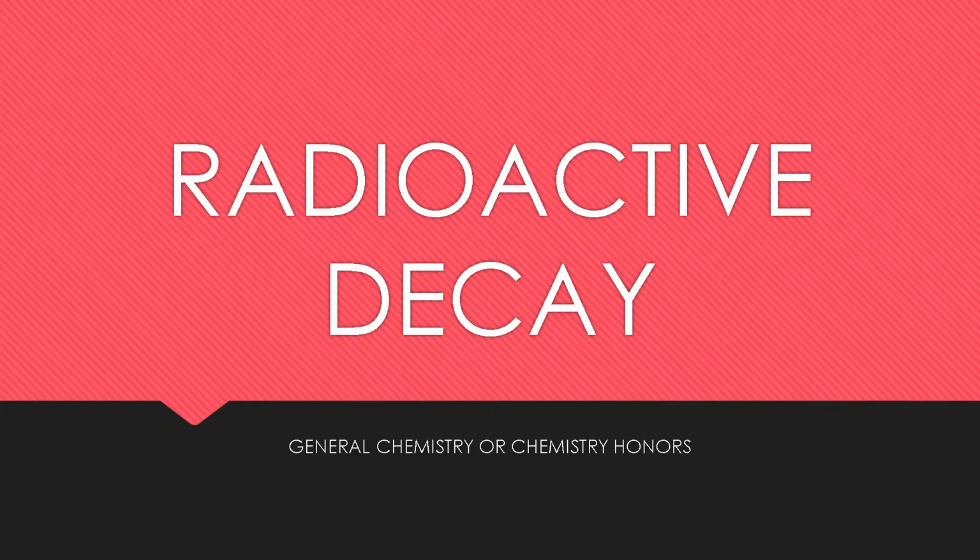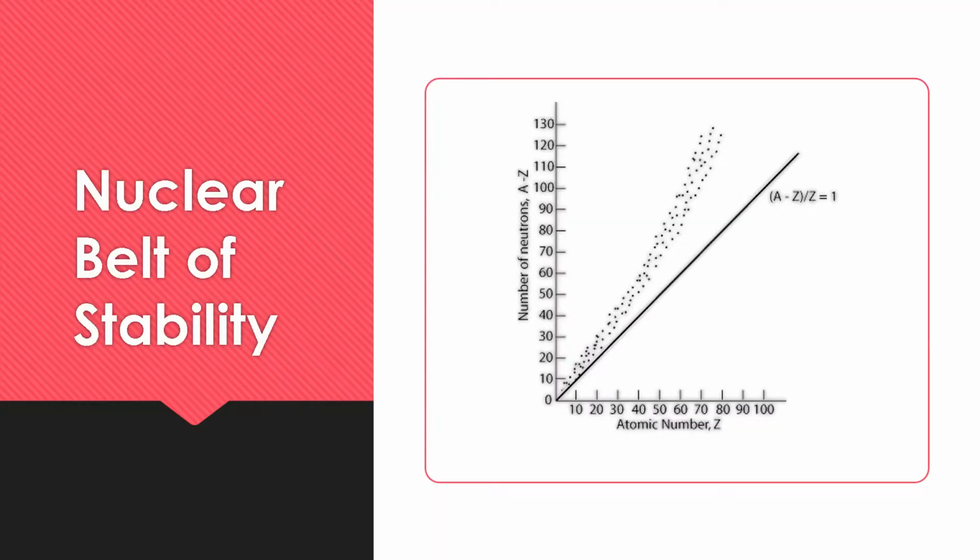Hi everybody, today we are going to be talking about radioactive or nuclear decay. So first we have the nuclear belt of stability, and I'm going to discuss a little bit about this, and don't worry if it doesn't make sense right now because we'll go into more detail as we go through the video. So as you can see, on the x-axis here we have the number of protons, and on the y-axis we have the number of neutrons.